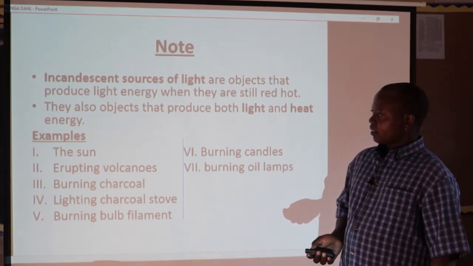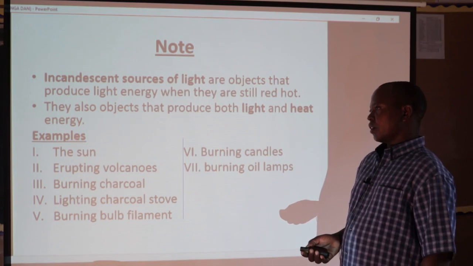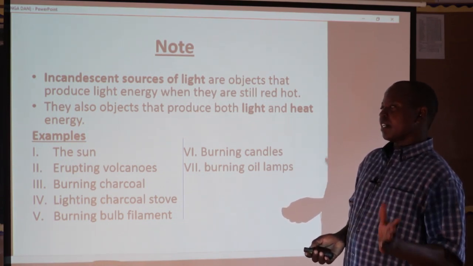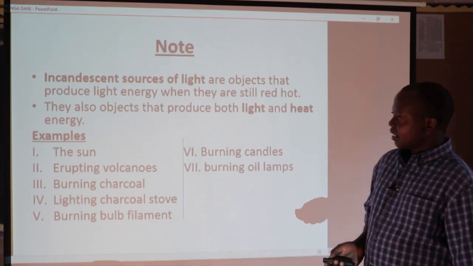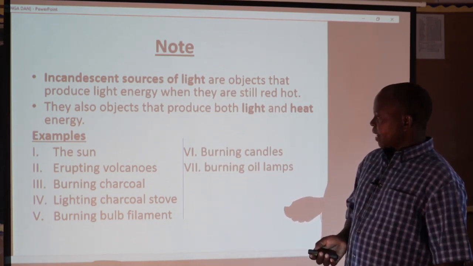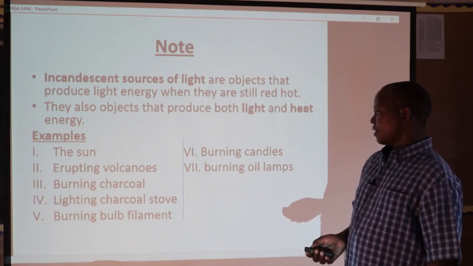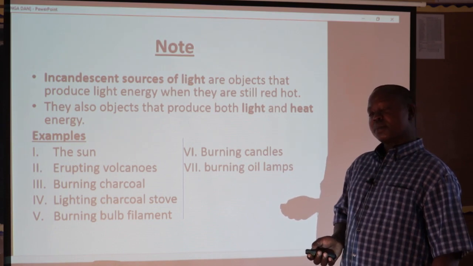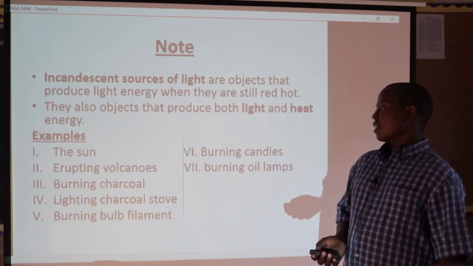Some examples of incandescent sources of light. I remember telling you they are both natural and artificial. The sun is natural. Erupting volcanoes, natural. Burning charcoal, artificial. Lighting charcoal stoves, and those ones are common in our homes that use paraffin. So even those ones are artificial.